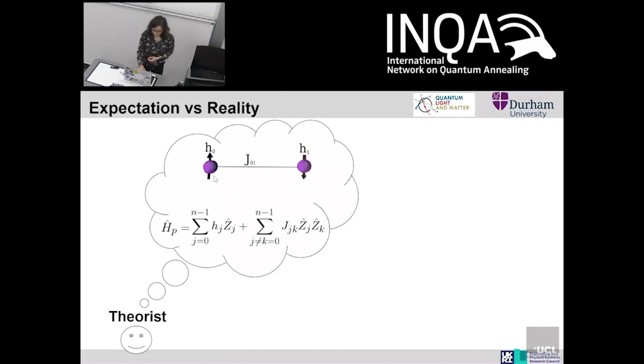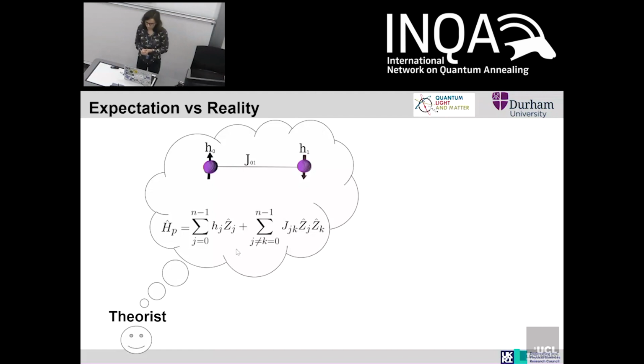We like to represent our optimization problems on Ising models. Here is a very simplistic Ising model, just 2 qubits. Each of these qubits has a field applied to it, h0 and h1, and they are connected by a coupling strength J01. If we want to know about the energy levels of this Ising model, then we can look at its Hamiltonian, which will look something like this.